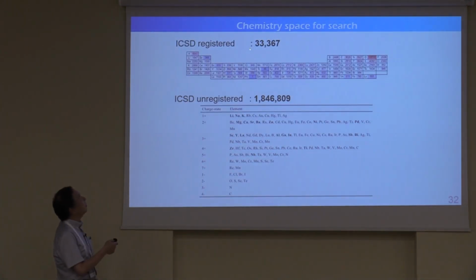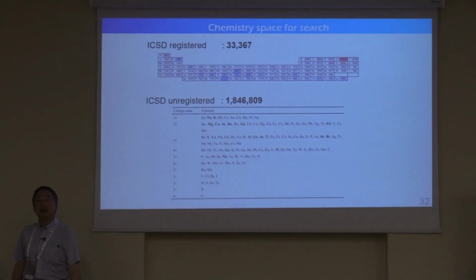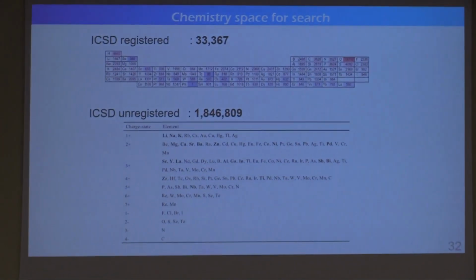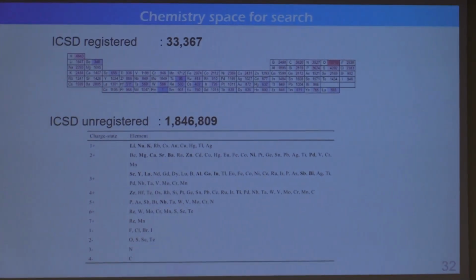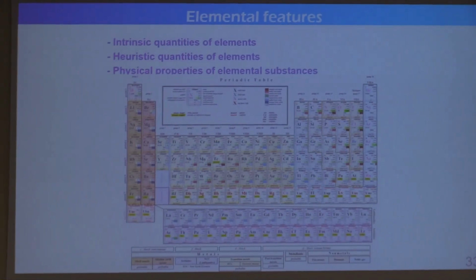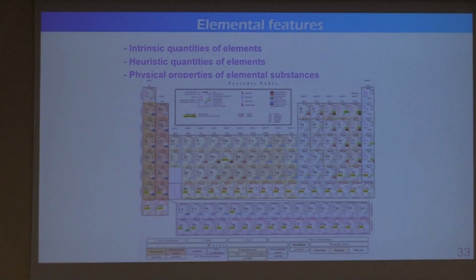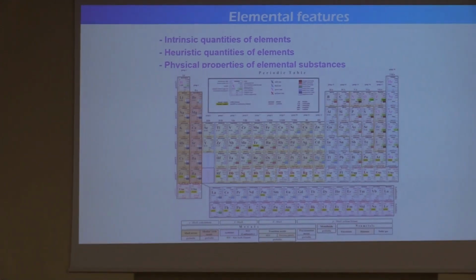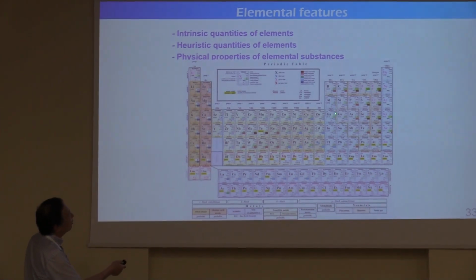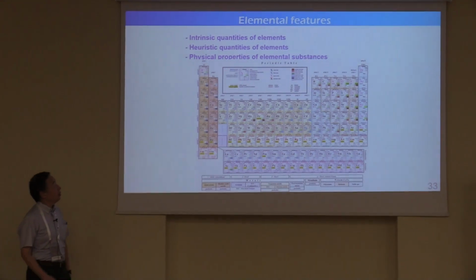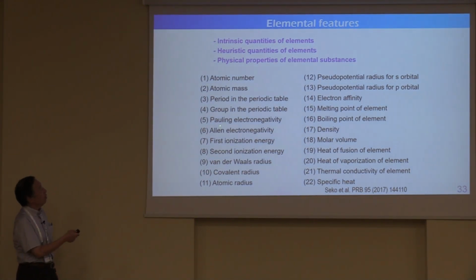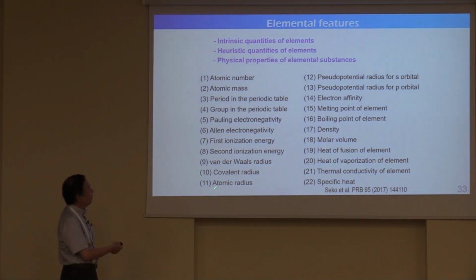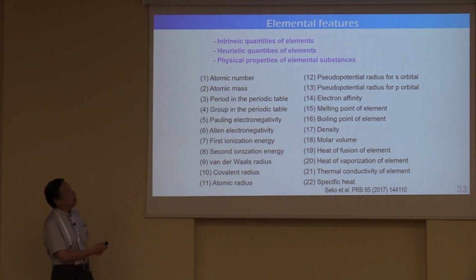For that purpose, we use the initial data set of 33,000 ICSD registered compounds. And our search space was something like 1.8 million chemical compositions composed of these elements. For the elemental features, there are many different possibilities. If you look at a periodic table put on a wall as wallpaper, there are many small quantities or numbers corresponding to each element. There are intrinsic quantities of elements like atomic number and atomic mass, or heuristic quantities like Pauling electronegativity, Allen's electronegativity, ionic radius, and so on. The physical properties of elemental substances are sometimes the melting point or boiling point of the element.